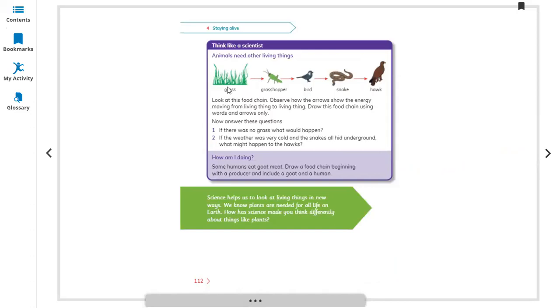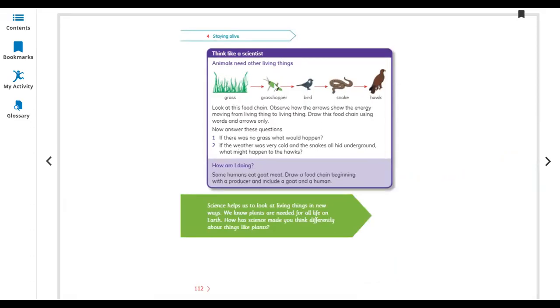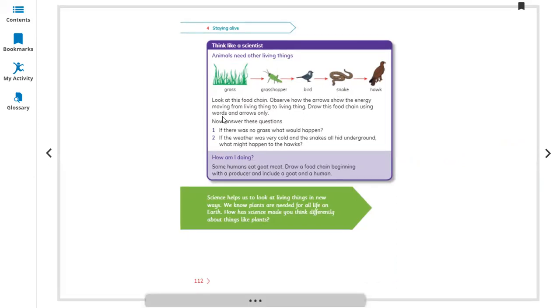Here, instead of putting the worm, they're putting a grasshopper. The grasshopper is eating grass, and then the bird is eating the grasshopper, the snake is eating the bird, and the hawk is eating the snake. So look at this food chain. Observe how the arrows show the energy moving from living thing to living thing. Draw this food chain using words and arrows only.